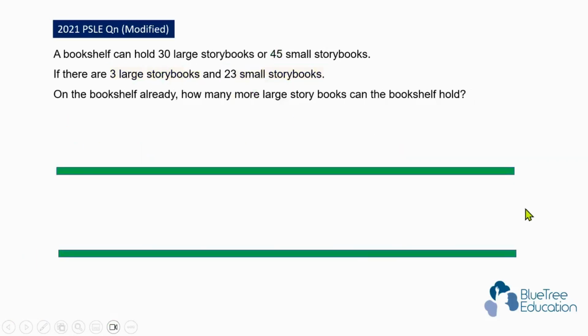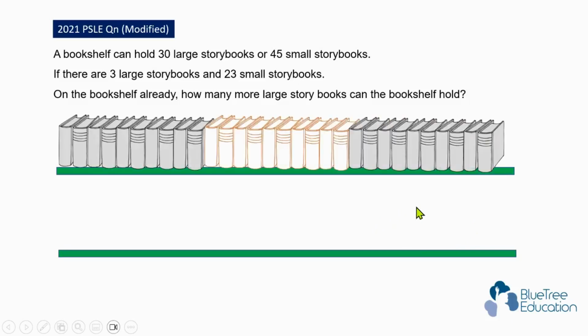Okay, there you go. So, this is the actual question. I wrote them modified. It's the actual question. So there are 30 large and 45 small. So if there are 3 large and 23 small books on the bookshelf already, how many more can they hold? So this is just a visual aid to let you see it. You can also do this demonstration at home, like on the shelf. Show your children. Don't think that it's a waste of time. The more you show them, the more they can visualize anything that is thrown to them, you see?